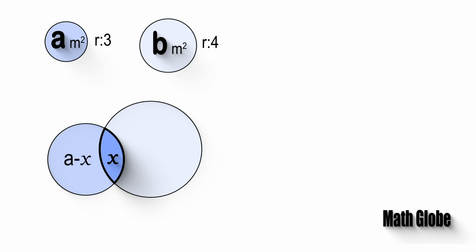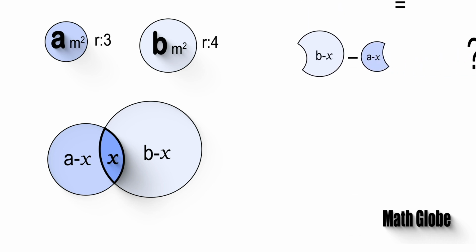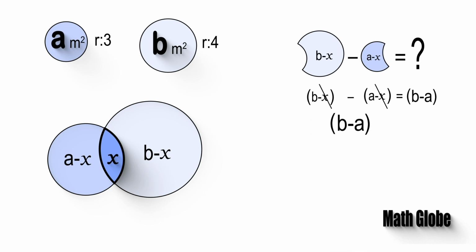From this, the area of the smaller lune will be A minus X. Likewise, the area of the second lune will be equal to B minus X. Next, if we subtract the first expression from the second one, X cancels, and we are left with the following. Then, as we calculate the areas of the circles, the solution will be 7 pi.